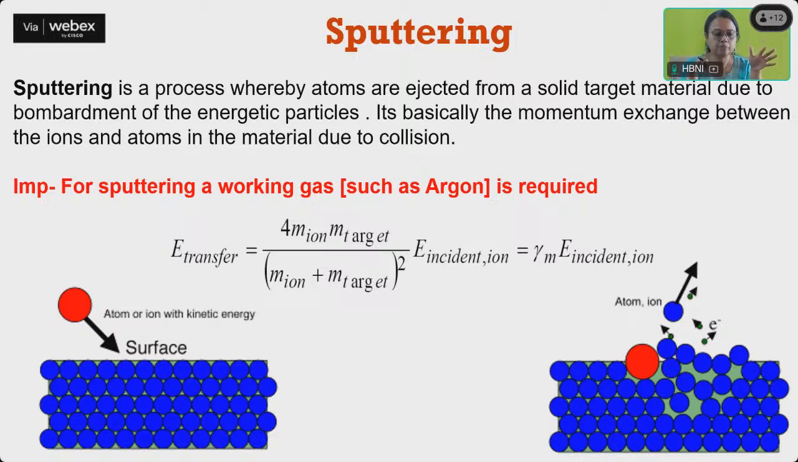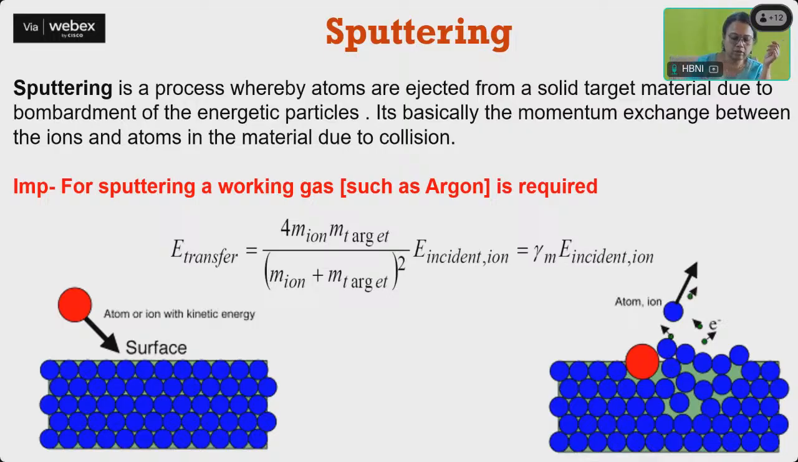So what exactly is sputtering? Sputtering is a process where atoms are ejected from a solid target material due to bombardment by energetic particles. It is basically the momentum exchange between the ion and the atoms in the material due to collision.